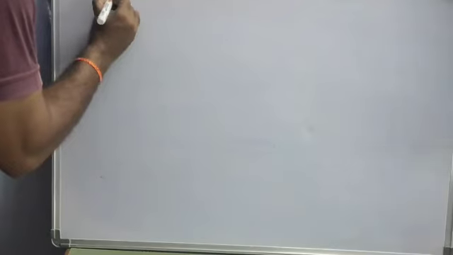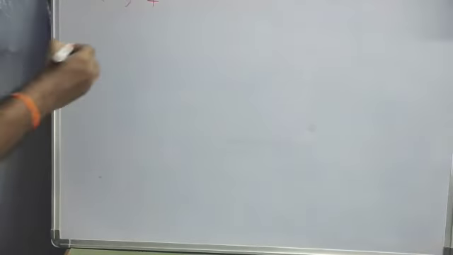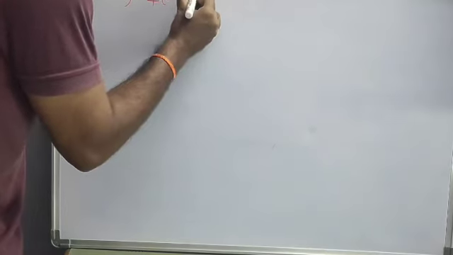Y equal to sin x to the power of tan x plus cos x to the power of cot x. We have to find dy by dx.